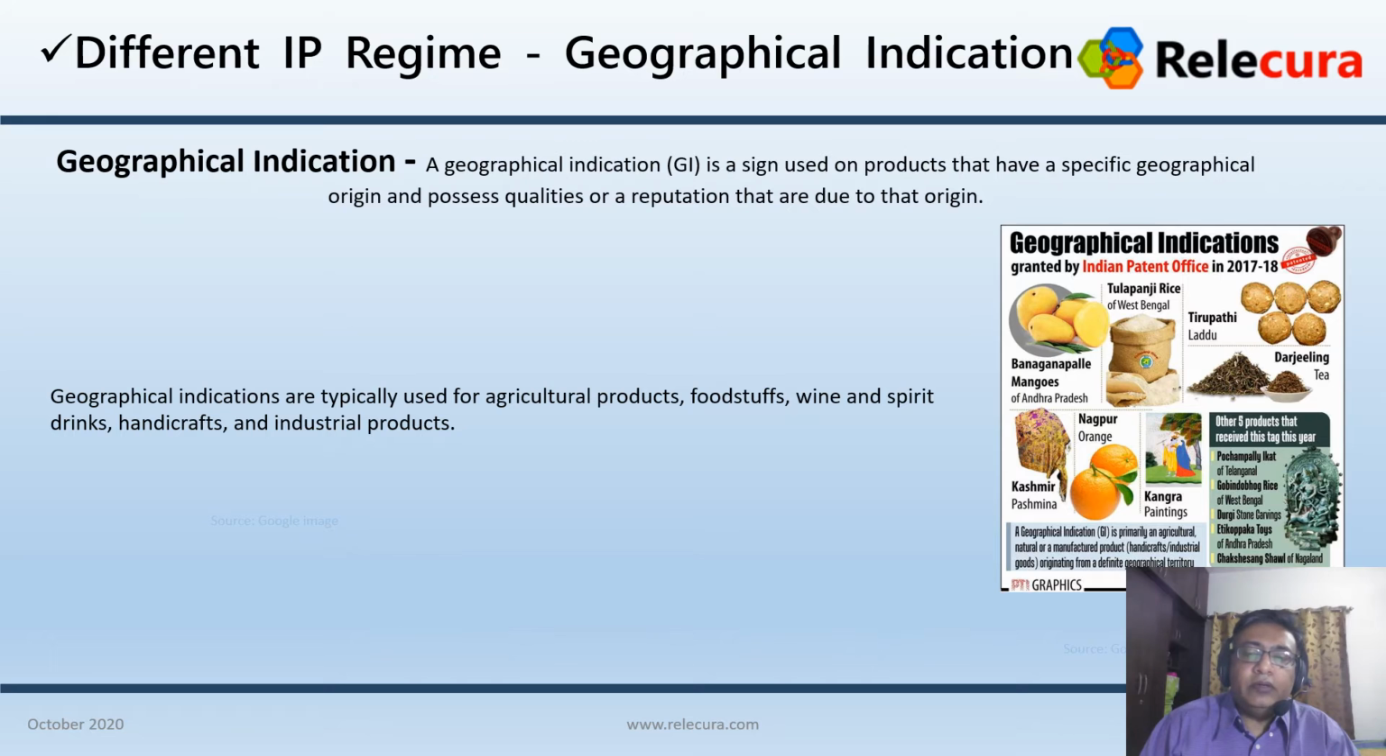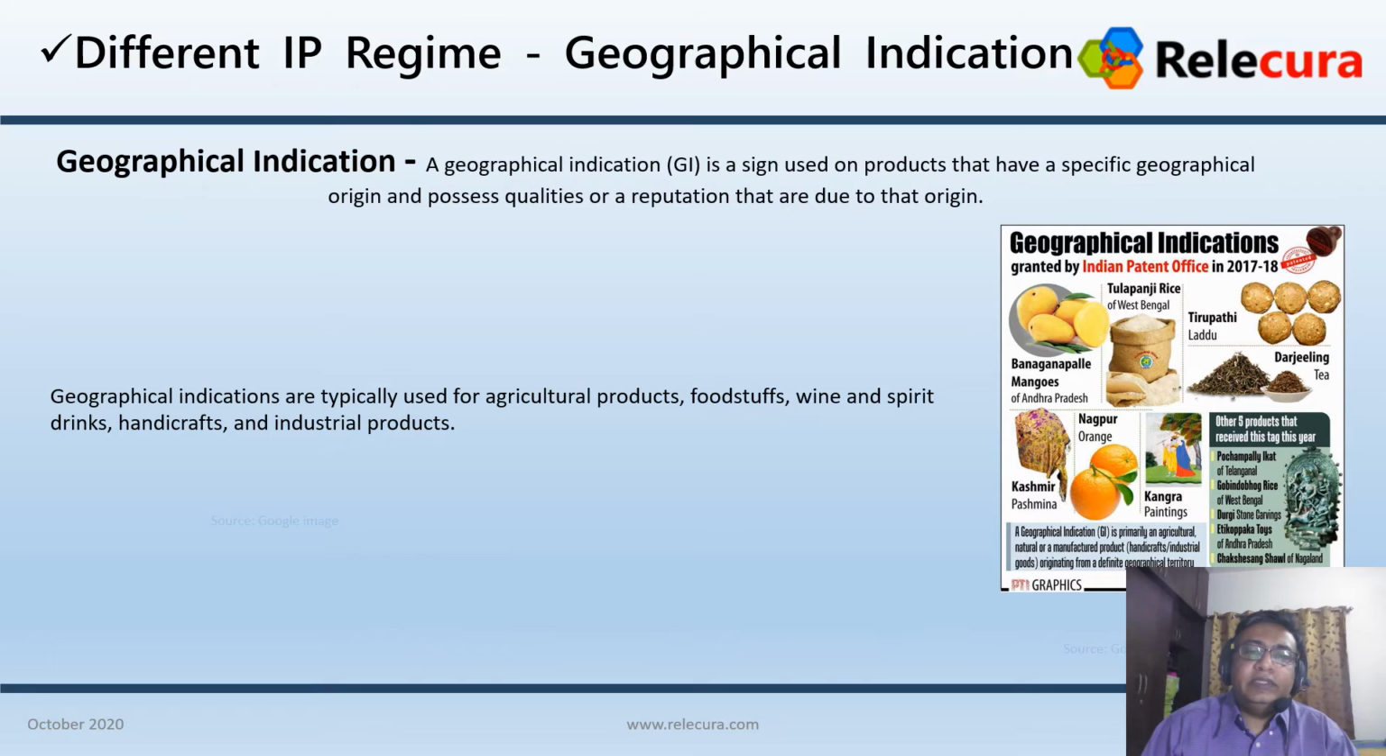Let's say we are talking about Darjeeling tea. Darjeeling tea has specific conditions in Darjeeling, a climatic condition and a soil condition. There only can that Darjeeling tea be grown. If you want to grow the same kind of tea somewhere else, it will not get the same climatic conditions and soil conditions. The quality of that tea will not be the same as Darjeeling tea.